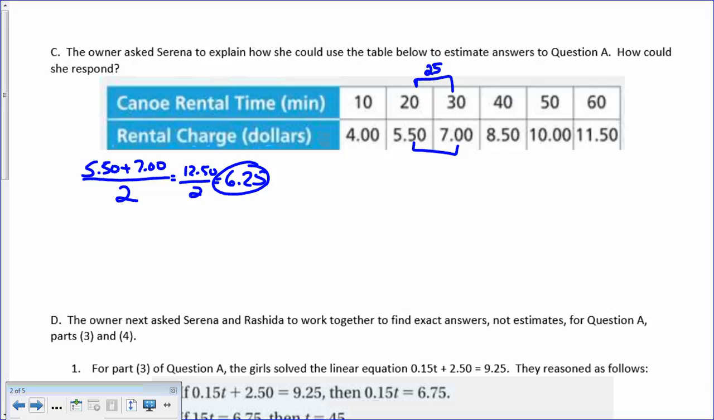Now the second part, at $9.25. Down here, $9.25 happens to be right in the middle of $8.50 and $10, because halfway between is 75 cents of $1.50, and $9.25 is 75 cents from $8.50, or 75 cents less than $10. So what's dead smack in the middle between 40 and 50? 45, which happened to be our exact answer for that second question in part A. So we've used the table, and instead of finding estimates, we've actually found the exact answers.